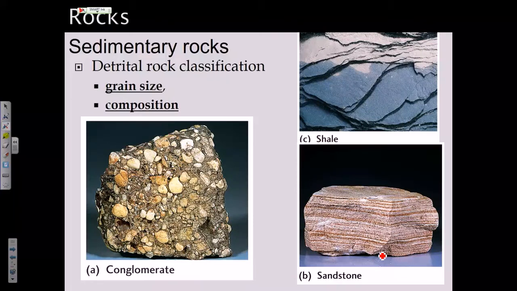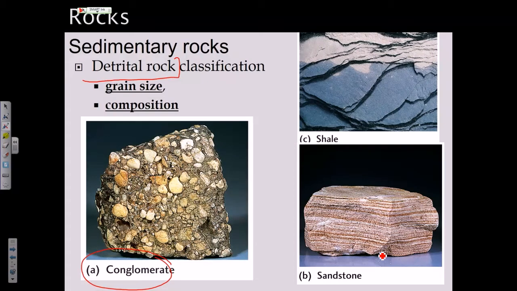Okay, so here are sedimentary rocks that are detrital, and you might ask yourself, how do we classify them? Just like we classify igneous rocks, we classify them with texture and with chemical composition. And so for detrital rocks, we're interested in grain size. Take a look at these three rocks for a second. Which one has the biggest grain size? Yeah, it's the one on the bottom left here, conglomerate.